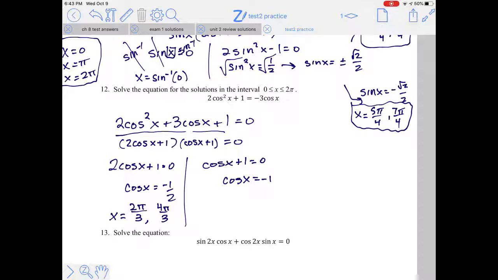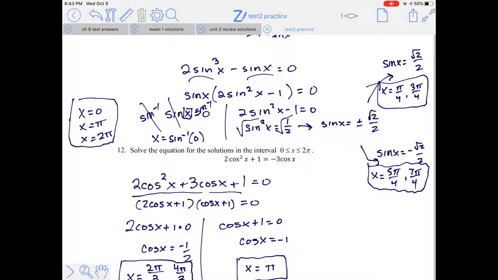Where do we have an x value of -1? Just one spot on the unit circle, and that's x equals pi. How fun was that problem? That was pretty cool. The technique we used was just factoring. It wasn't the same type of factoring as problem 11, which was factoring out a common factor.